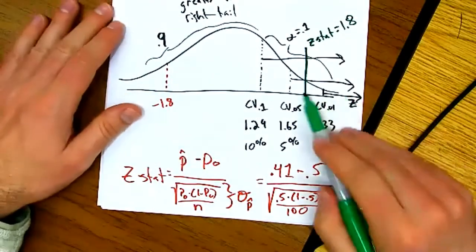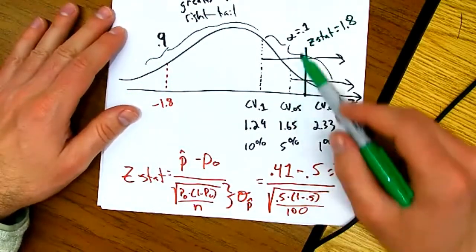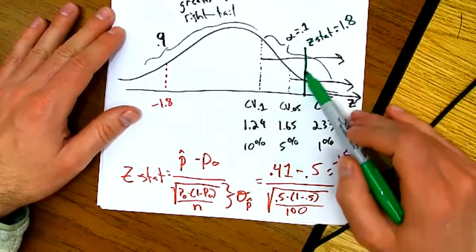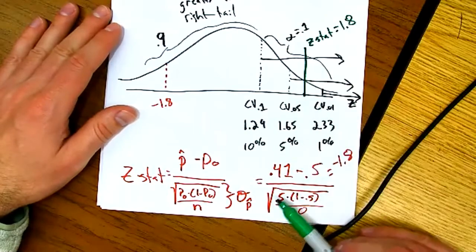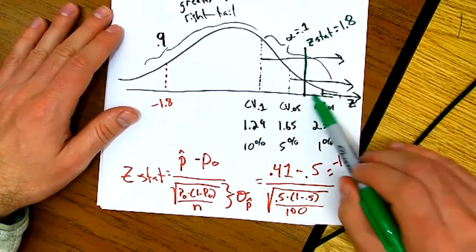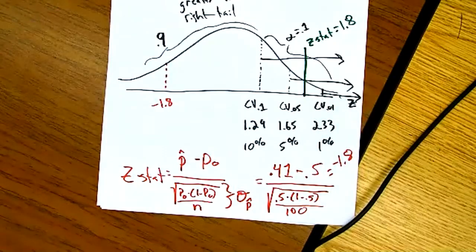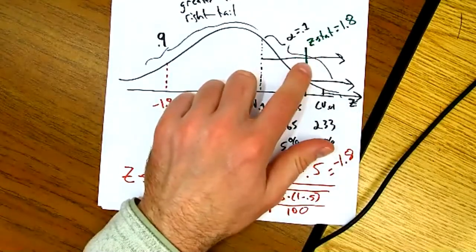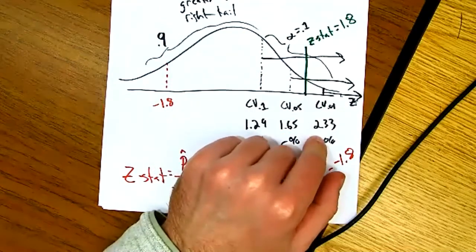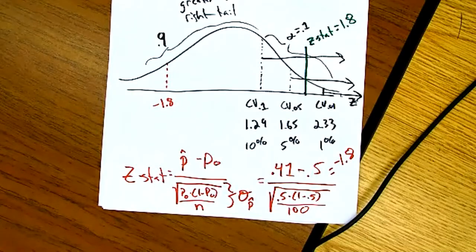Because a test statistic of 1.8 would mean I can reject at the 10% level, because I'm in that rejection region. I can reject at the 5% level, because I'm in that rejection region. But I couldn't reject at the 1% significance level because I'm not quite that far out, right? I was 1.8 standard deviations away from the assumed true population proportion. And at that 1% level, I needed to be at least 2.33 standard deviations away. Any questions over that?